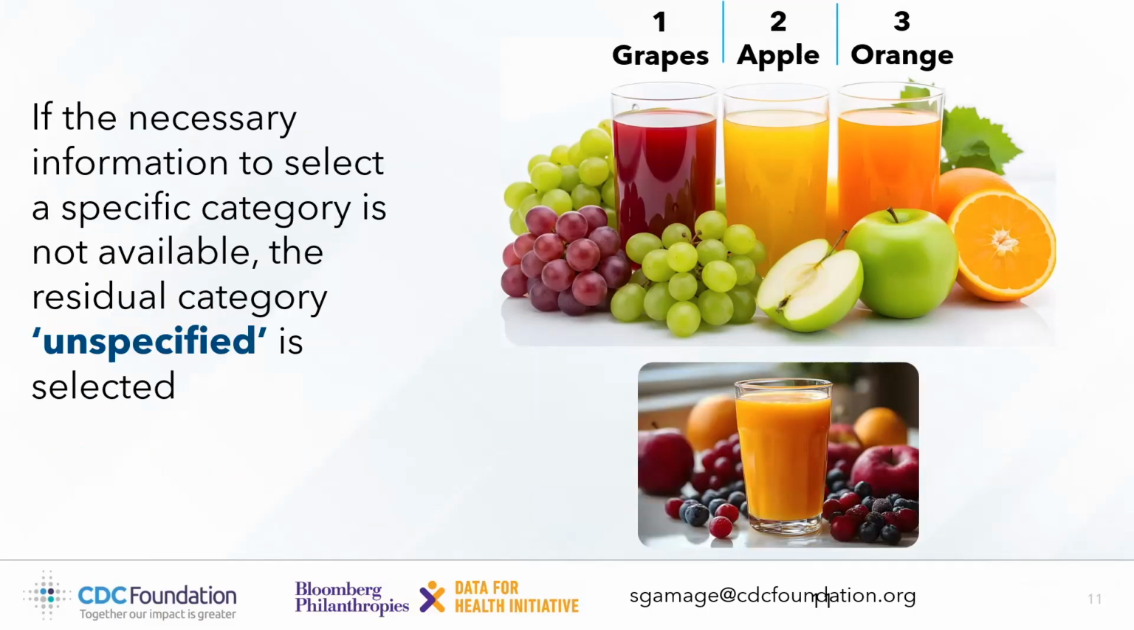If the necessary information to select a specific category is not available, the residual category unspecified is selected because we only know this is fruit juice and we do not know the type of juice. And then we will use other specified, unspecified for fruit juice.